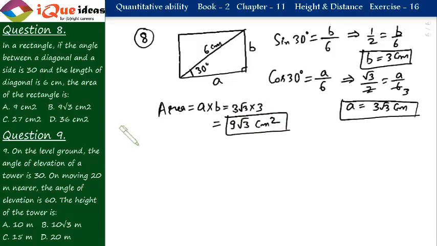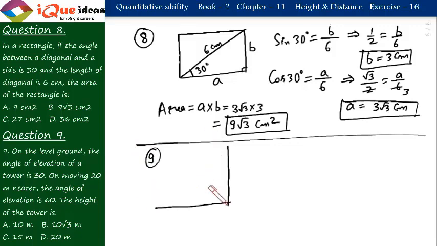Alright. Now let's take the ninth question. On level ground, the angle of elevation of a tower is 30 degrees. So let's say this is the ground, this is the tower, and this angle is 30 degrees. On moving 20 meters nearer, the angle of elevation is 60 degrees. So we move towards the tower, and we have moved, let's say, 20 meters, and then the angle of elevation is 60 degrees.